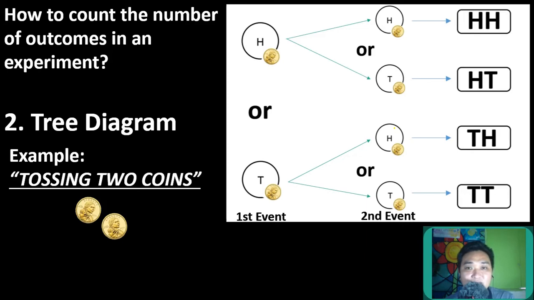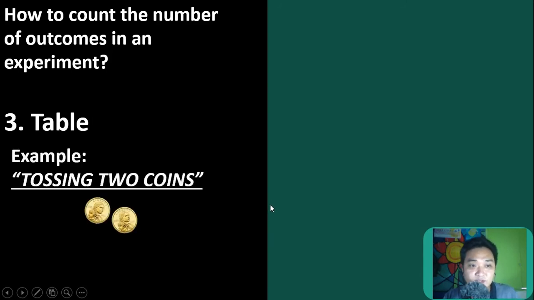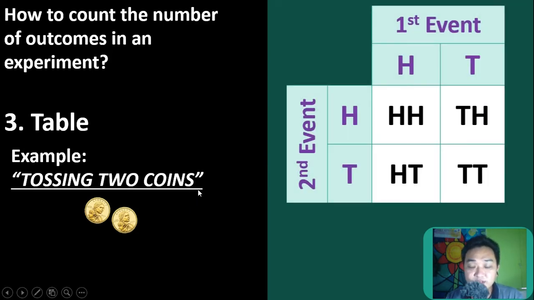Ang kagandahan ni tree diagram compared sa systematic listing, si tree diagram kasi mas malinaw mong naipapakita yung mga talagang posibleng maging outcome ng experiment na yon. Another way to show, not only just to count the number of possible outcomes, but to show the actual possible outcomes is by means of table or by using table. So in our example, previous example, we have tossing 2 coins. We could arrange those possible outcomes in a table manner. We can actually organize the result.